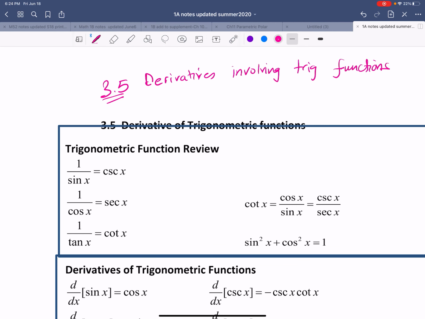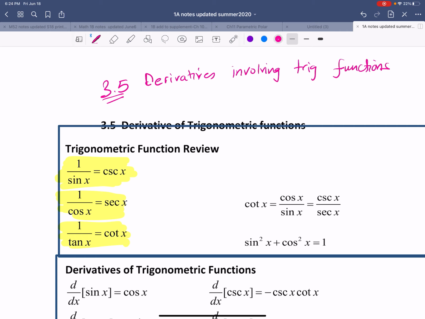Today we are going to discuss derivatives involving trig functions. So remember the basic trigonometric relationships. Sine x is 1 over cosecant x, or cosecant x is 1 over sine x. Secant x is 1 over cos x, or cos x is 1 over secant x. Tangent x is 1 over cotangent x, and cotangent x is 1 over tangent x.